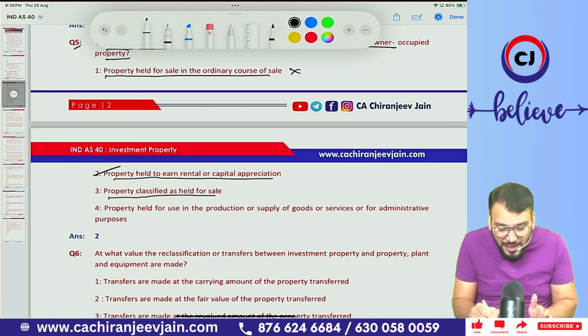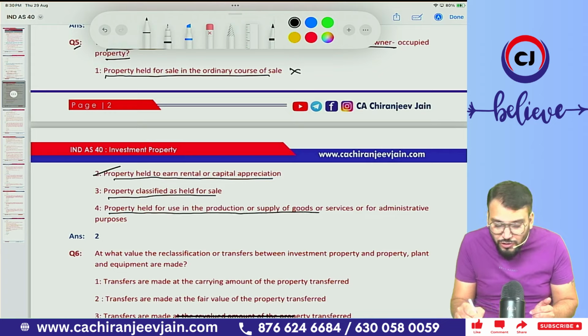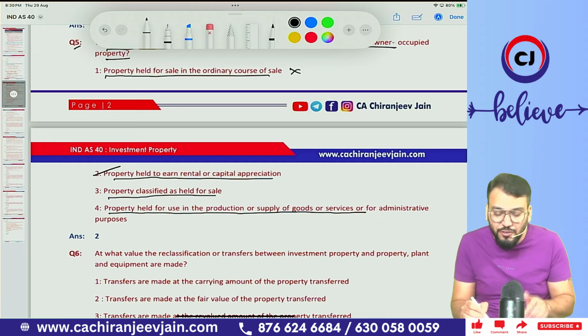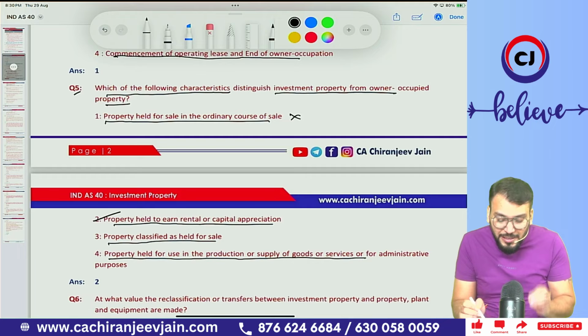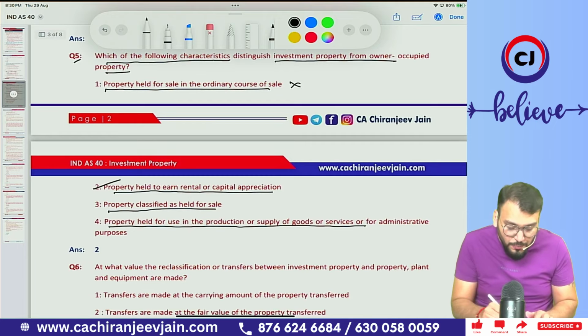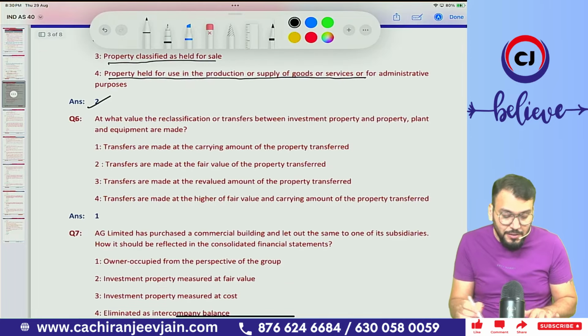Property classified as held for sale is inventory. Property held for use in production or supply of goods or services or for admin is property, plant and equipment. So they have asked which will distinguish investment property from owner occupied property. That will be option number 2. Option number 2 will be correct. Yes, sir.